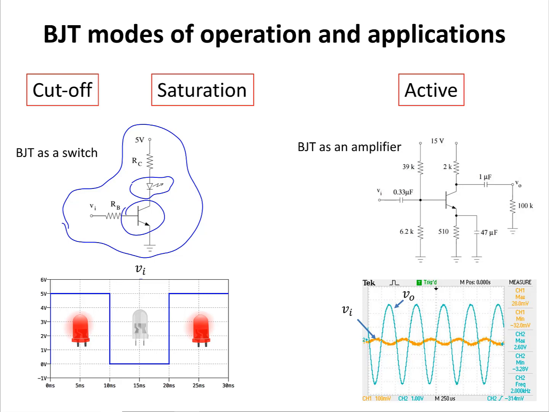In the active mode of operation, however, we can use the BJT to amplify the voltage that is applied to the BJT transistor. Again, you're going to build the circuit in the lab and test the amplifier operation of BJTs. Let's see under what conditions the BJTs will operate in the cutoff, in the saturation, or in the active region, and find out the IV equations of BJTs for each one of these modes of operation.